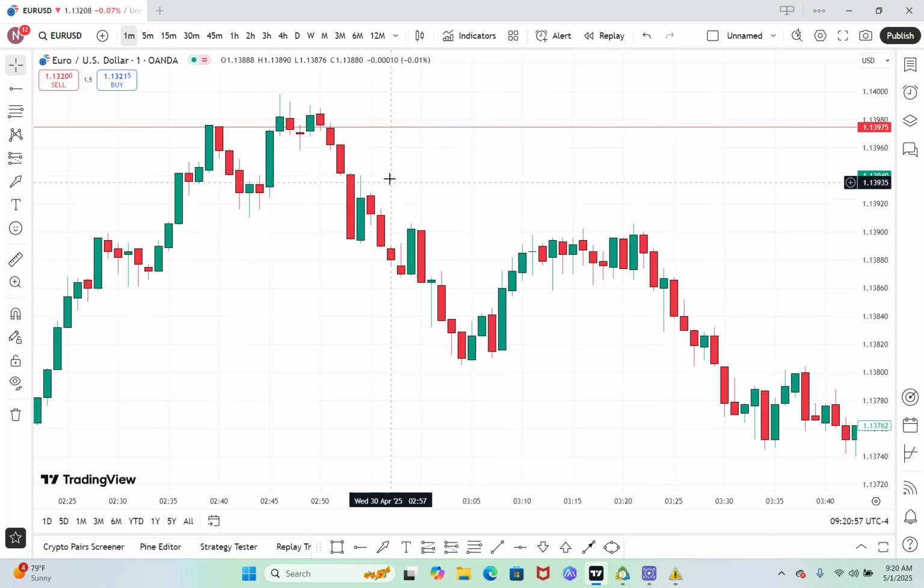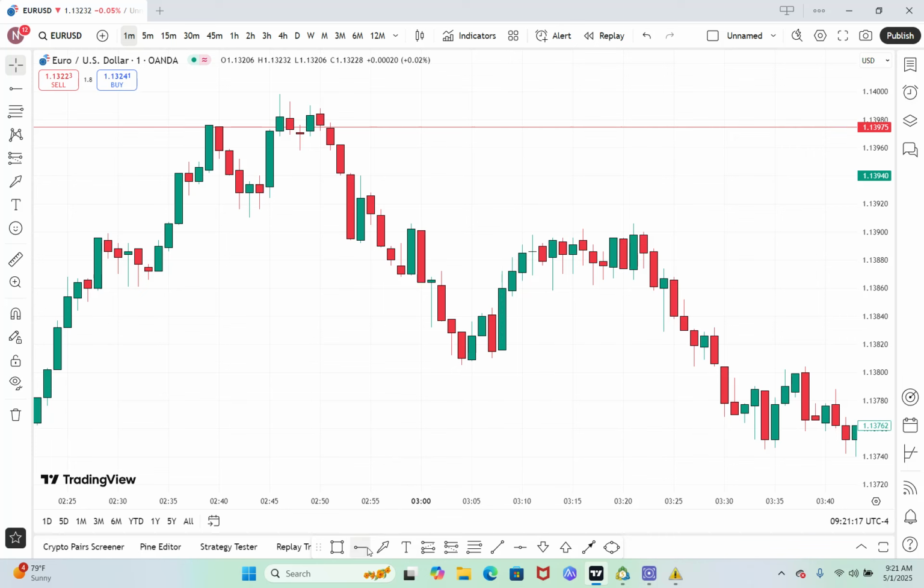So this is the area right here. Sellers were in control, pushing the market down. Buyers were trying to take the market back up into this area and couldn't come back. Strong sell pressure is in this area right here.